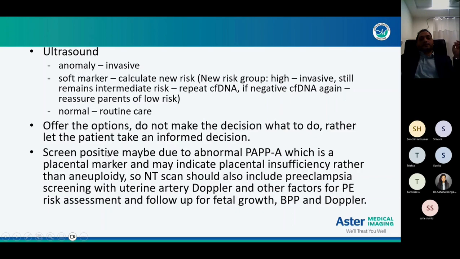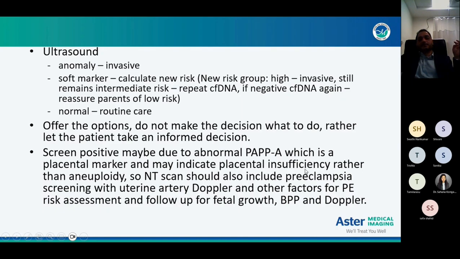When this is about aneuploidy screening, one thing we should keep in mind: when the screen test is coming positive due to abnormal PAPP-A, the beta hCG is normal, NT is normal, only the PAPP-A is abnormal, then we have to remember that PAPP-A is a placental marker.